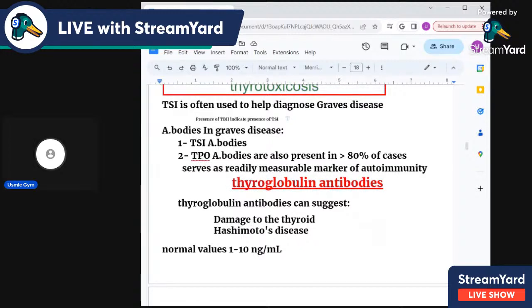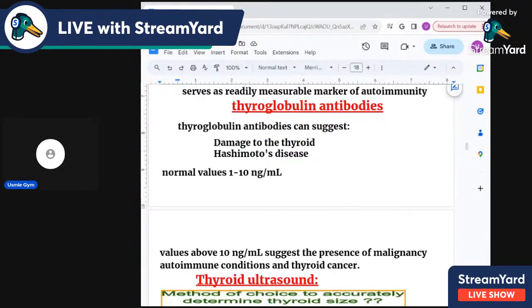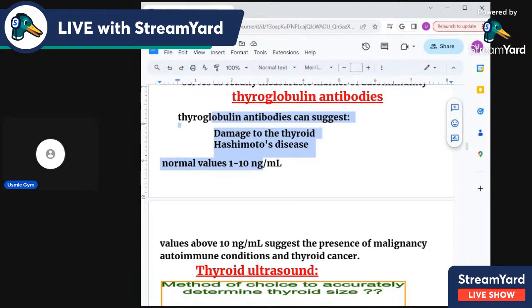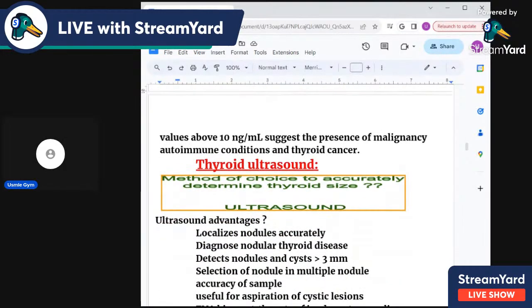And now antibodies in Graves' disease. What are the antibodies in Graves' disease? TSI, thyroid stimulatory immunoglobulins, and TPO in 80% of cases. Now the thyroglobulin antibodies. Presence of thyroglobulin antibodies indicates damage to the thyroid gland and Hashimoto's disease. Normal value is 1 to 10 nanograms per ml.